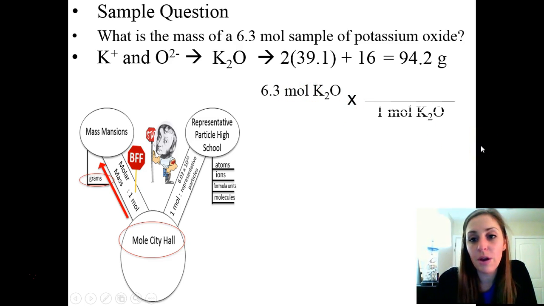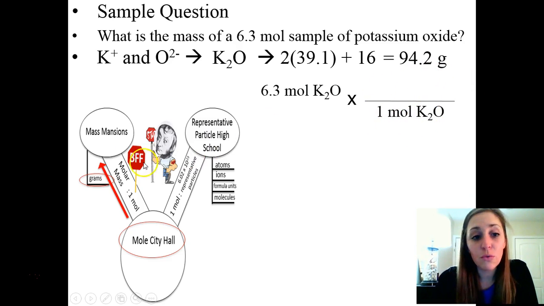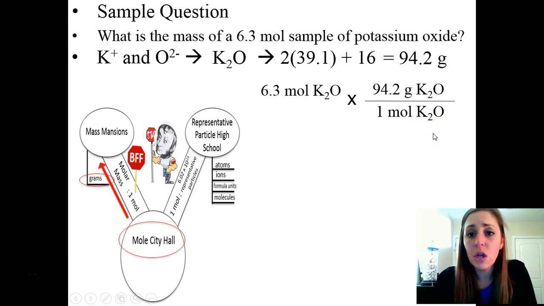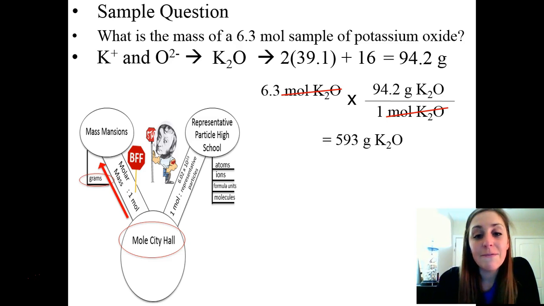You can't just write 1 mole, though. You have to write 1 mole of potassium oxide, because you always have to write NUF: number, unit, formula. Within your unit converter for anything on a road in Moleville, you'll always have the same substance on the top and bottom. So this is for 94.2 grams of potassium oxide. I got that from the molar mass. See, my Moleville map says molar mass, but I have to solve for that before. All right, things that can cancel, mole of potassium oxide. And then we have 6.3 times 94.2. That's going to give us 593 grams of potassium oxide.